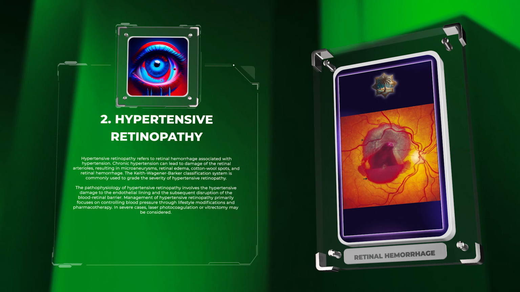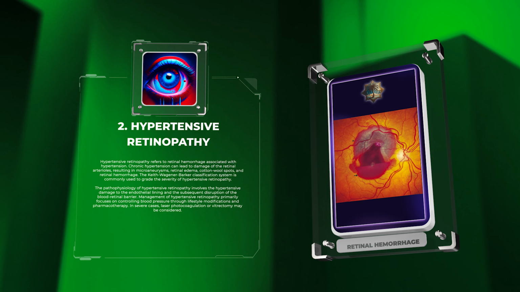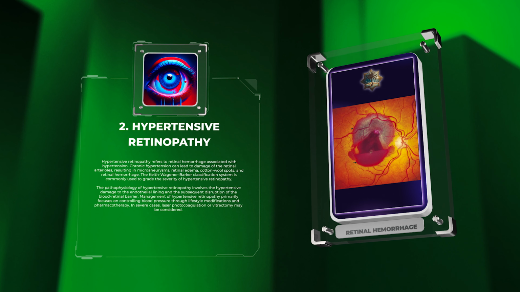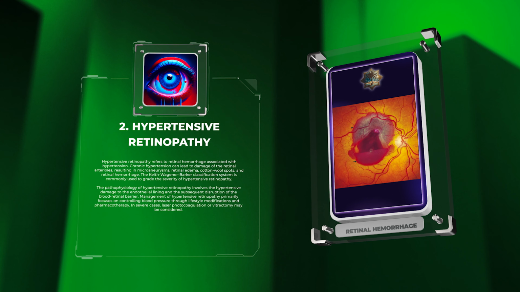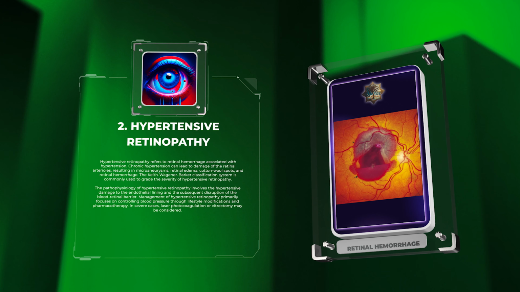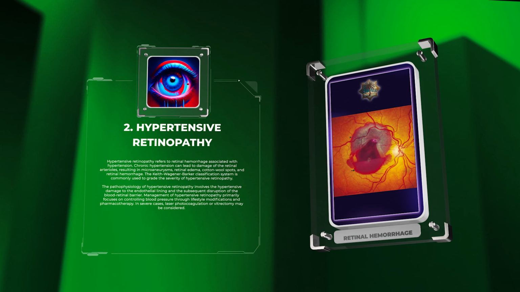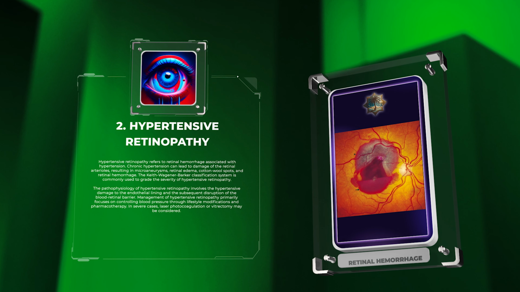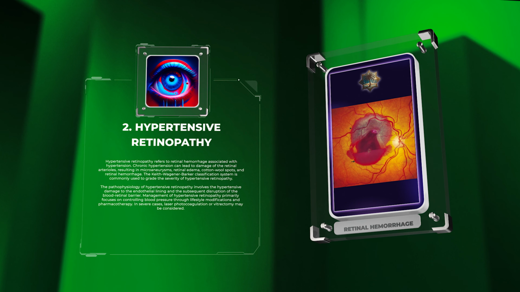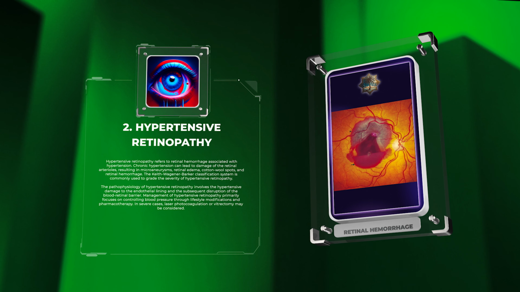Chronic hypertension can lead to damage of the retinal arterioles, resulting in microaneurysms, retinal edema, cotton wool spots, and retinal hemorrhage. The Keith-Wagner-Barker classification system is commonly used to grade the severity of hypertensive retinopathy. The pathophysiology involves the hypertensive damage to the endothelial lining and the subsequent disruption of the blood-retinal barrier. Management primarily focuses on controlling blood pressure through lifestyle modifications and pharmacotherapy. In severe cases, laser photocoagulation or vitrectomy may be considered.